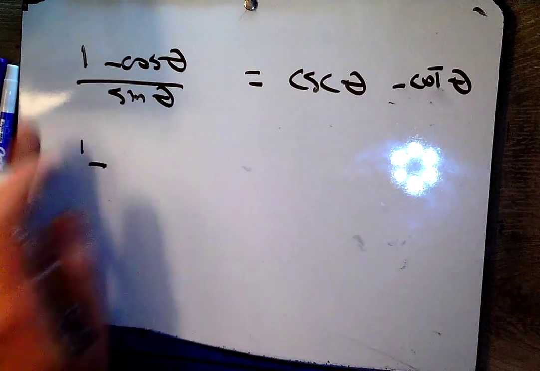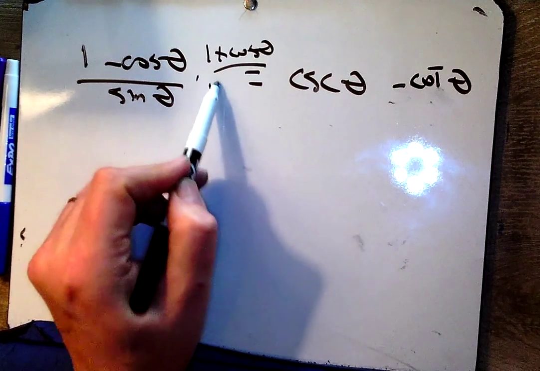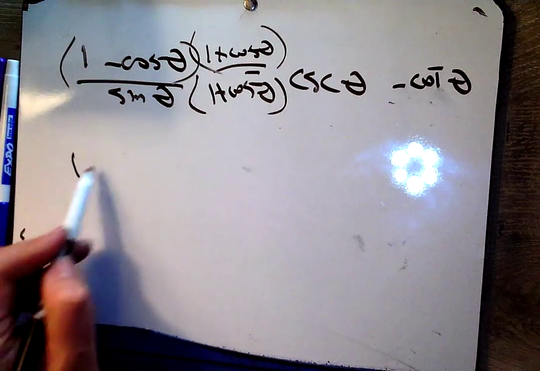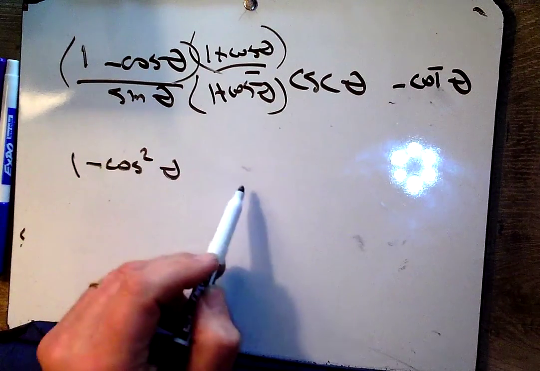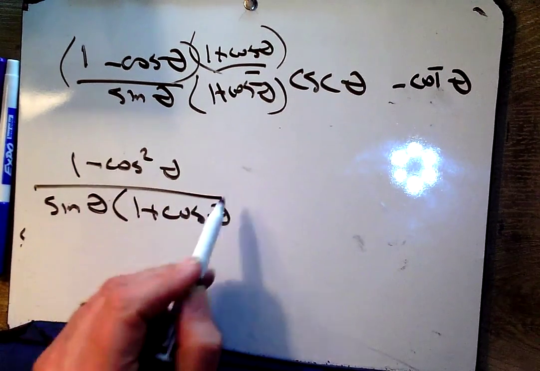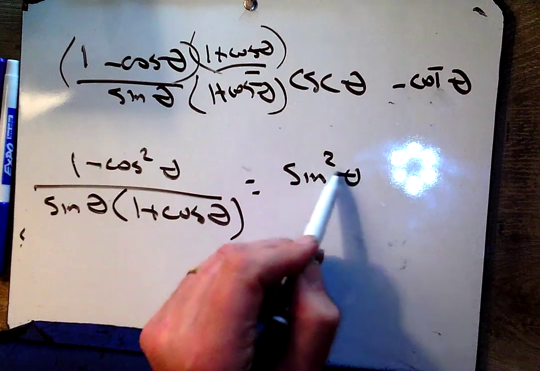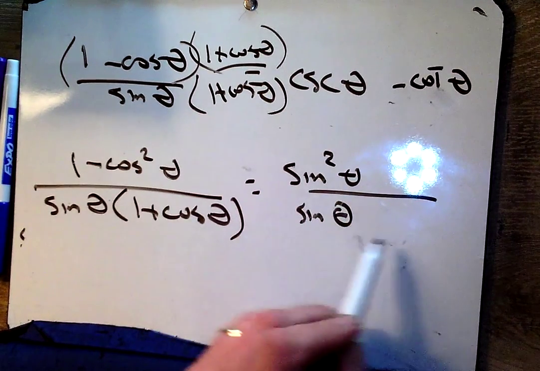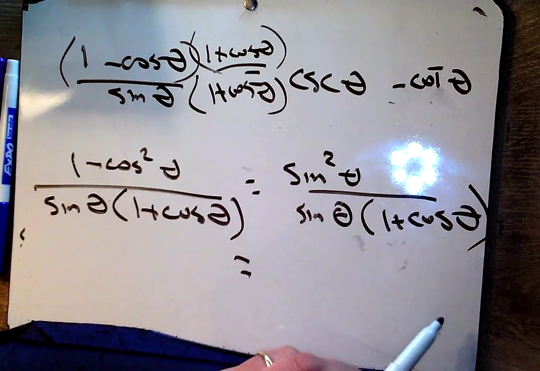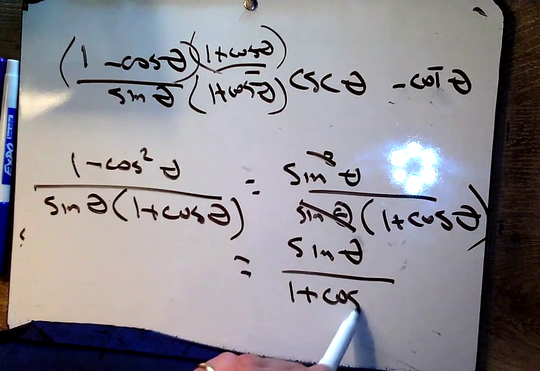By this point, many students are thinking, I should do 1 plus cosine, because Kukla showed me that the conjugate could be really useful. And if I FOIL on top, I've got 1 minus cosine squared, and on the bottom, I've got sine theta times 1 plus cosine theta. Okay, 1 minus cosine squared, that's sine squared. Got that sine on the bottom, 1 plus cosine. Well, I can cancel a sine. Now I have a sine theta over 1 plus cosine theta.